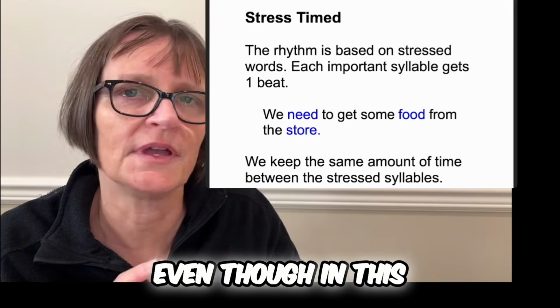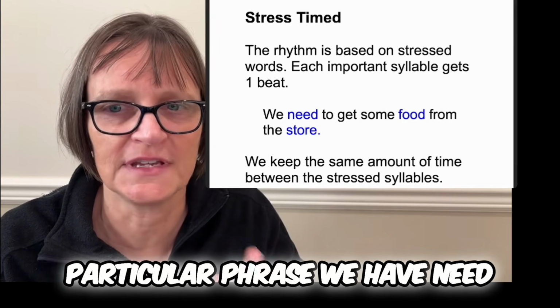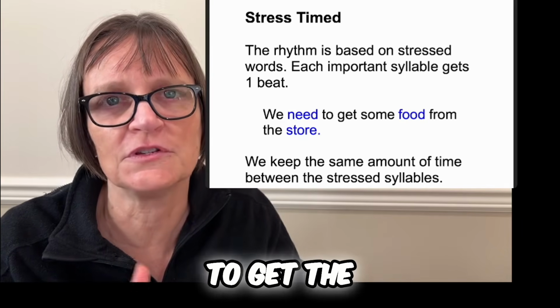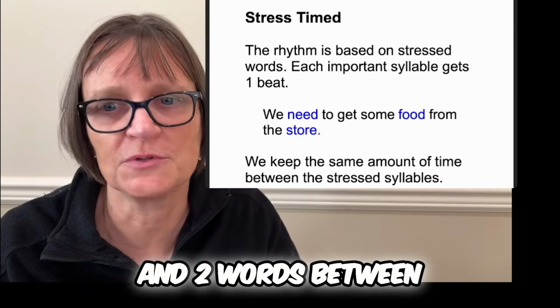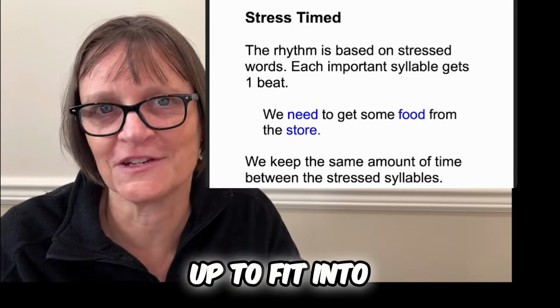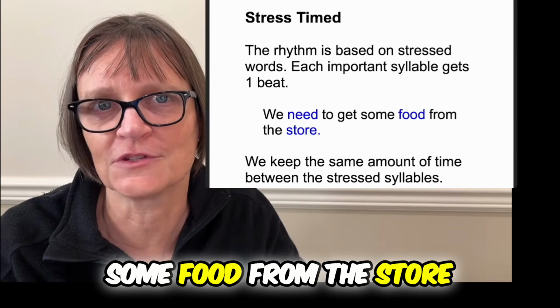So even though in this particular phrase we have need, food, and store, and there's 3 words between need and food, to get the, and 2 words between food and store, from the, those have to speed up to fit into the beats. We need to get some food from the store.